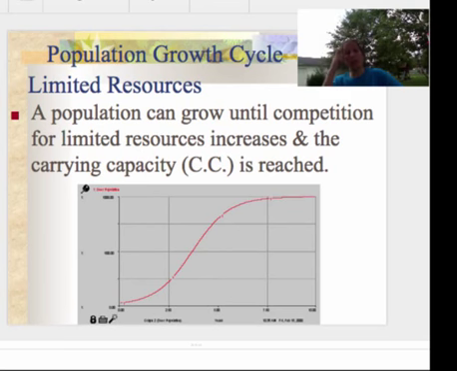When we look at these types of relationships, we're going to find that there might be some limited resources. And a population can only grow until competition for those limited resources increases until the carrying capacity is reached. Some of those limited resources are going to be water, food, space, etc.